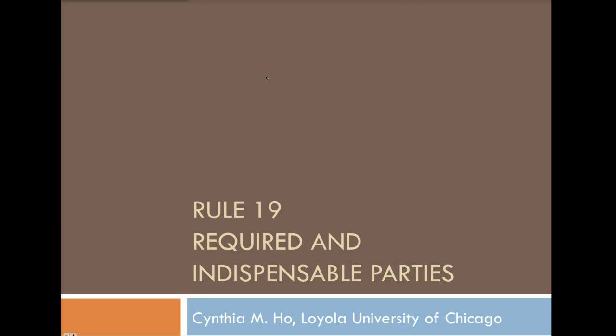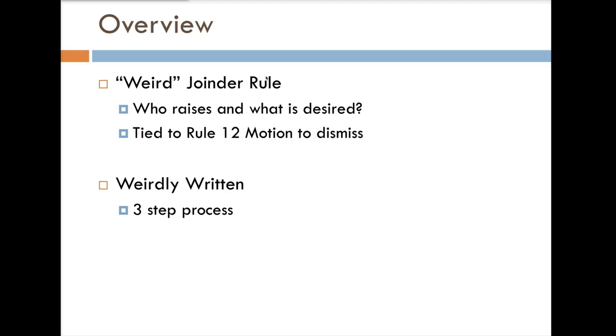Hi, this is an attempt to recap what we've talked about in class about Rule 19, required and indispensable parties. So first, a quick overview. Although we're talking about Rule 19 in the context of joinder of parties, it's a very strange joinder rule in that unlike all the other rules we've talked about, usually when this rule is raised, it's not actually raised to join a party, but in an attempt to dismiss for failure to join a Rule 19 party.